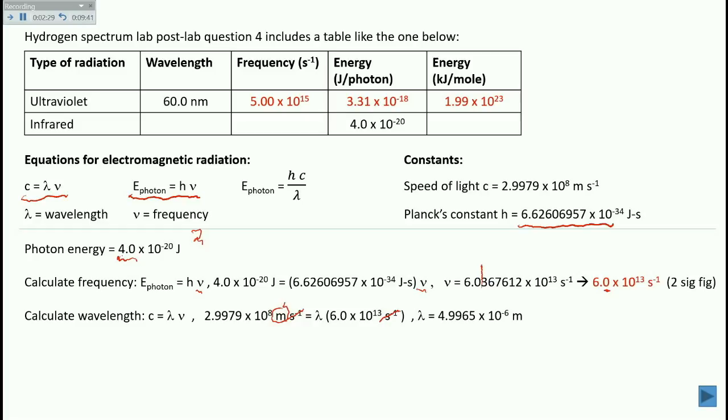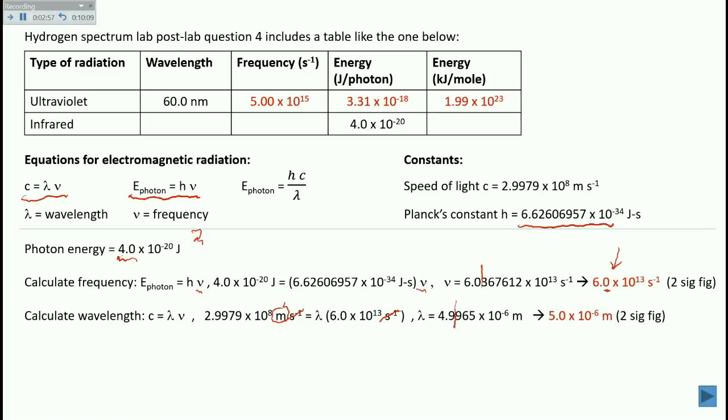Now rounding. Speed of light contributes 5 significant figures, so I have to go back to my 2 sig figs of my frequency as limiting. So I'll need to cut off this calculation here. I'll have to round up, so I get 5.0 times 10 to the minus 6 meters, corrected to 2 significant figures for the wavelength.